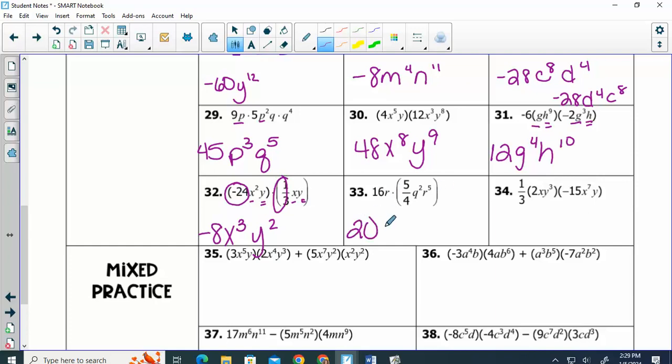R times r to the fifth and q squared. Or you could have q squared r to the sixth. Order doesn't matter. And the last one of these, 1/3 times 2 times negative 15. X times x to the 7th would be x to the 8th. And y to the third times y is y to the 4th. Are there any questions on those?